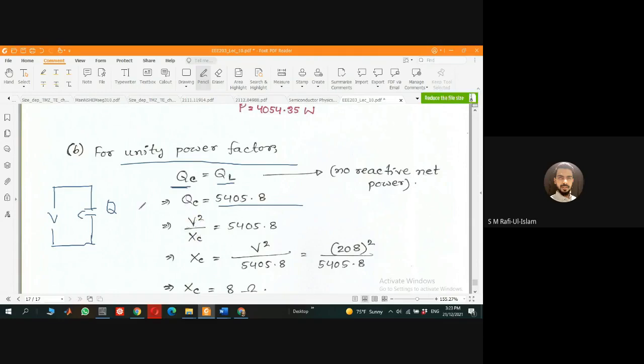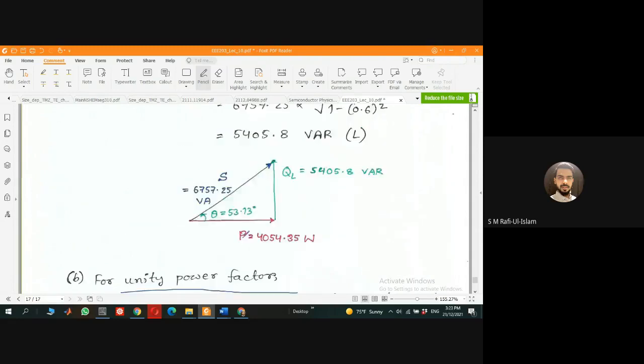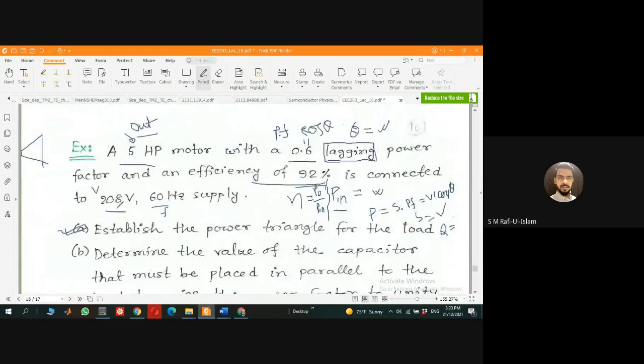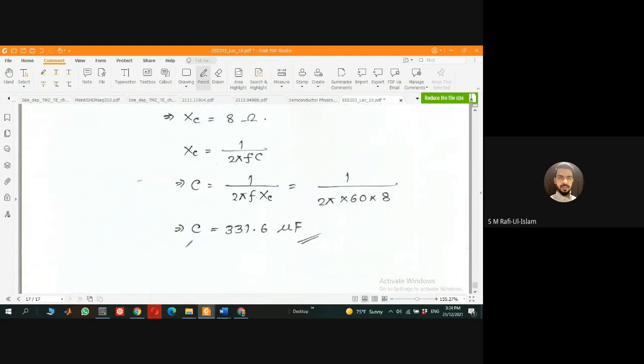In that case, I need to calculate what is the current actually passing through the capacitor. If I use this value, the voltage is given as 208 volt. That is already given in the question. And if you solve that one, we can easily calculate it.